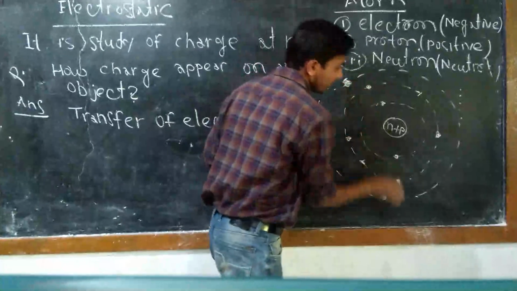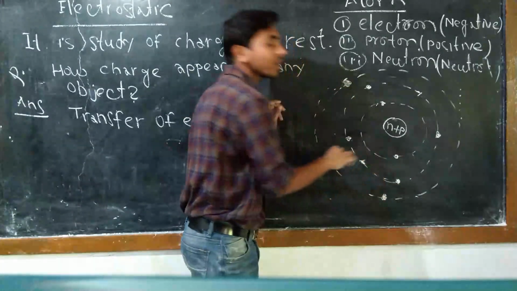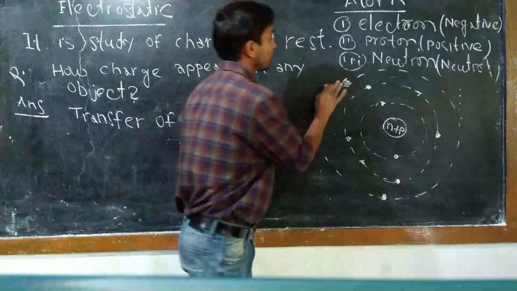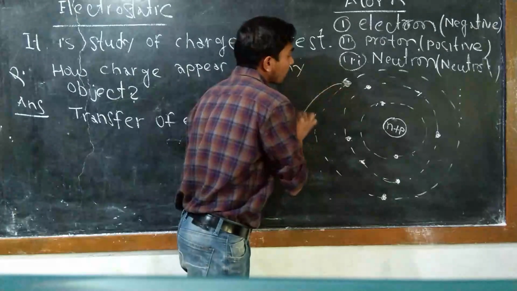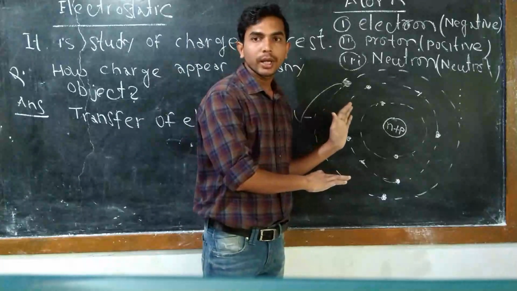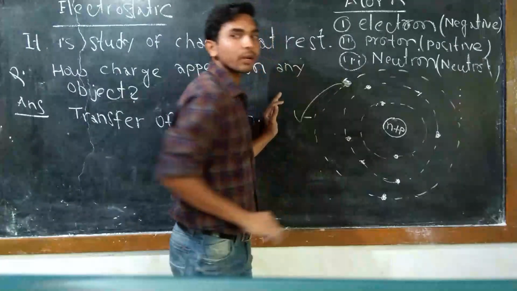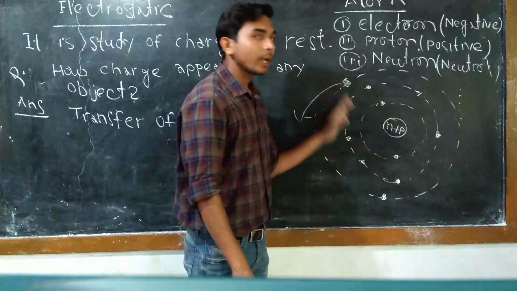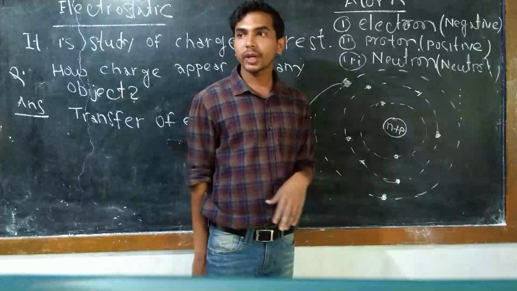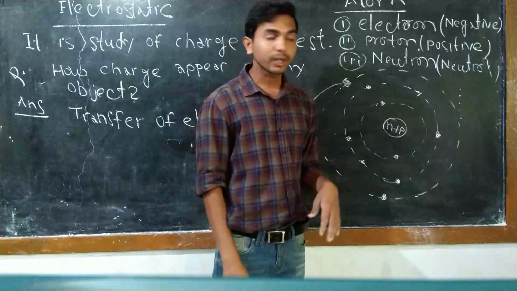So see, these are the outermost orbit electrons, right? These electrons are able to move from one atom to another atom. Suppose I'm going to remove some electron from this atom. Initially the atom was neutral. Now what happened? I removed some electrons. So due to removal of electron, now the number of electrons is smaller than the number of protons, so now the body becomes positive. So due to transfer of electron, the body becomes positive.